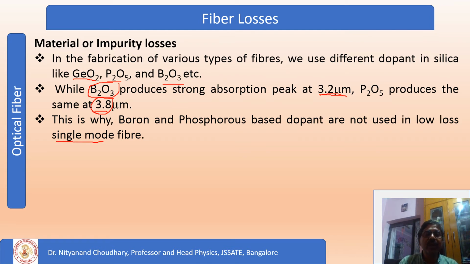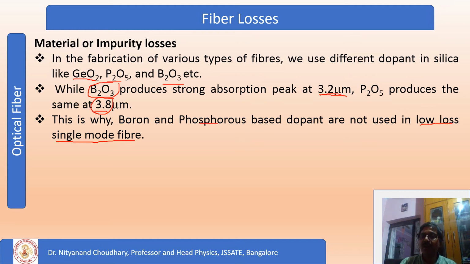If any fiber that we require to manufacture needs minimal loss, then we are not using this boron-based or phosphorus-based dopant. Now you can ask me, why dope at all? If you are not going to dope any of these substrates or materials, you will have a highly unstable core, and it may break. So there are different reasons because of which we are doping these materials.